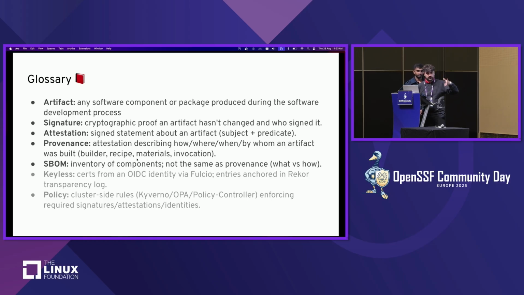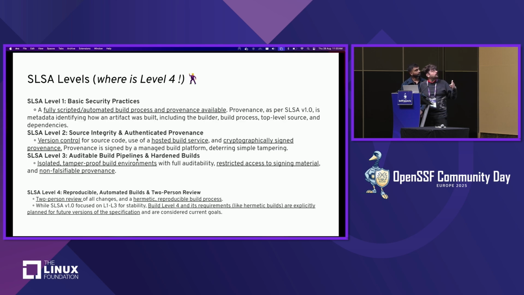Provenance, which is what I just said. Attestation is just a generic way of this. And SBOM, which is not how your software or your artifact was built, but more what was built. So from which source, which dependencies, etc.